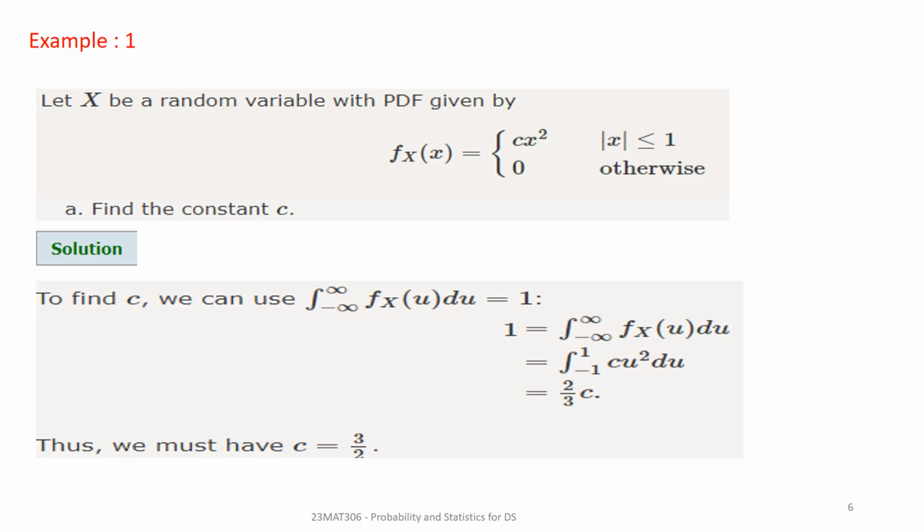Here the modulus of x less than or equal to 1 means x takes the values from minus 1 to plus 1. Whenever we find the value of some constant, we equate the total probability to 1. For a continuous random variable, we write the integral from minus infinity to infinity of f_X(u) du equal to 1. In the discrete case, we write the summation of p_X(x) equal to 1. So the only difference is that there we use summation, here we will be using integration.